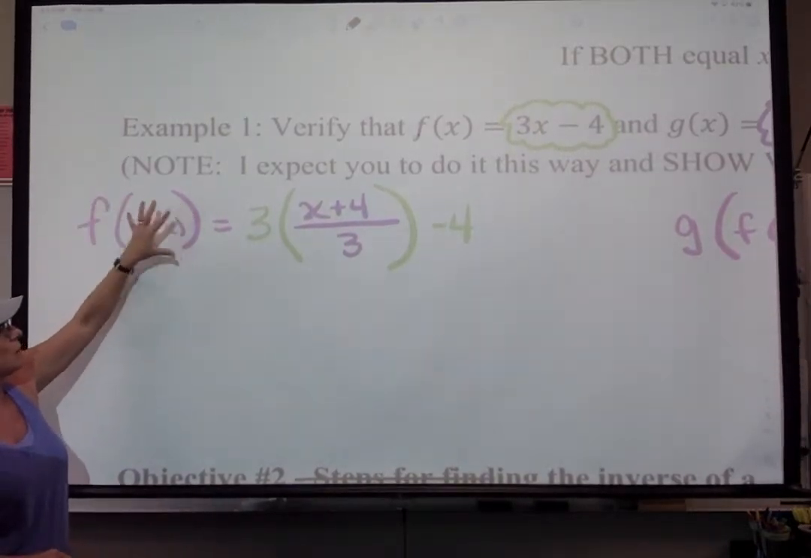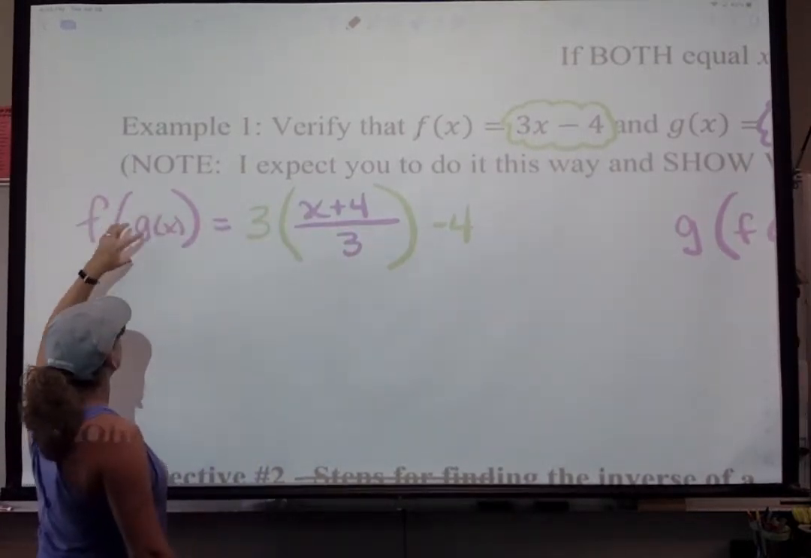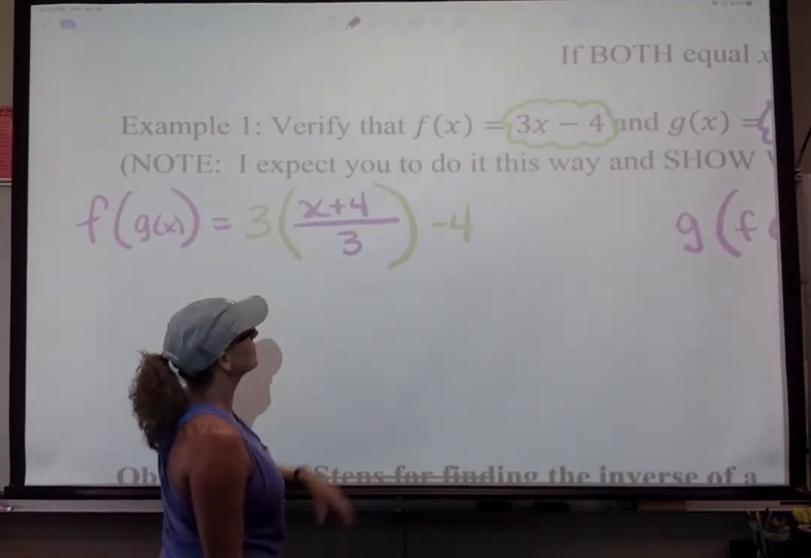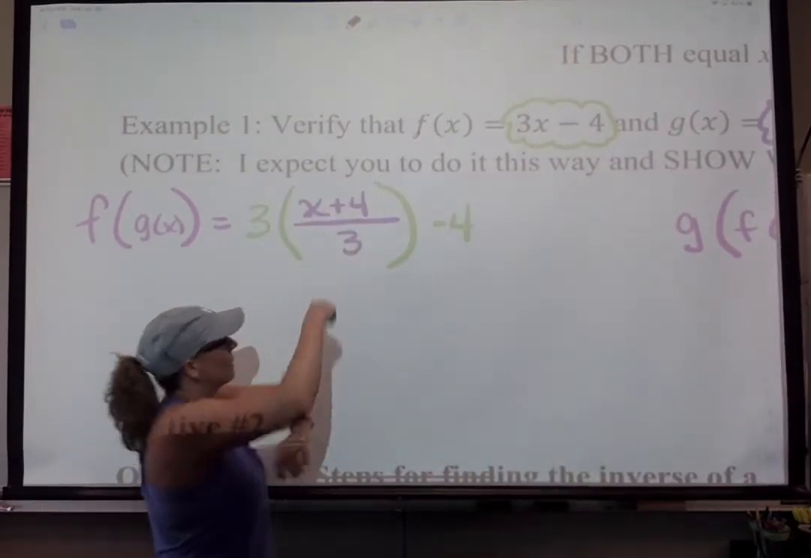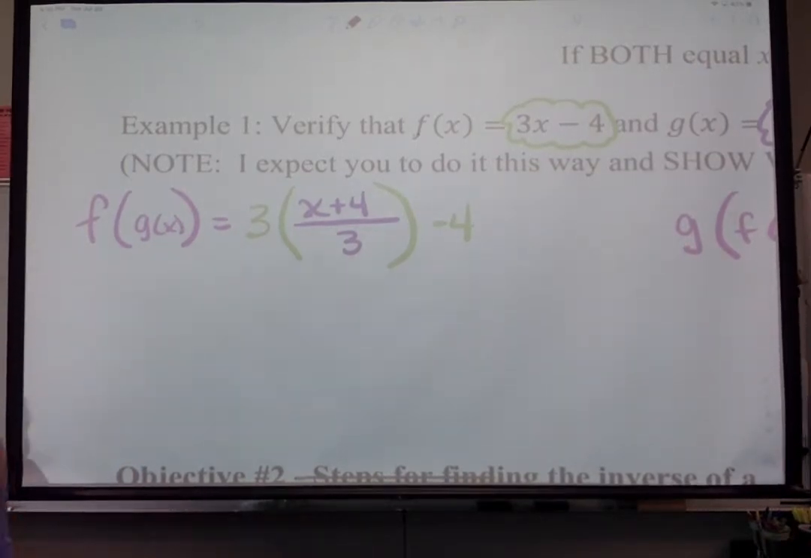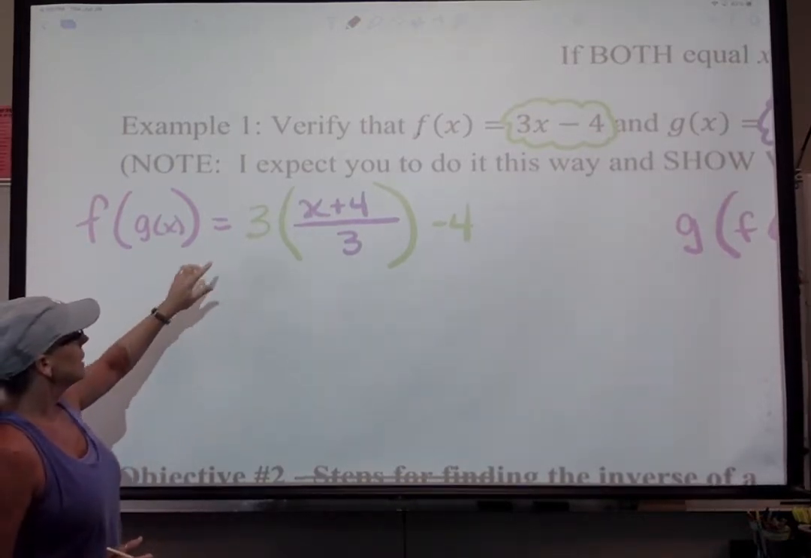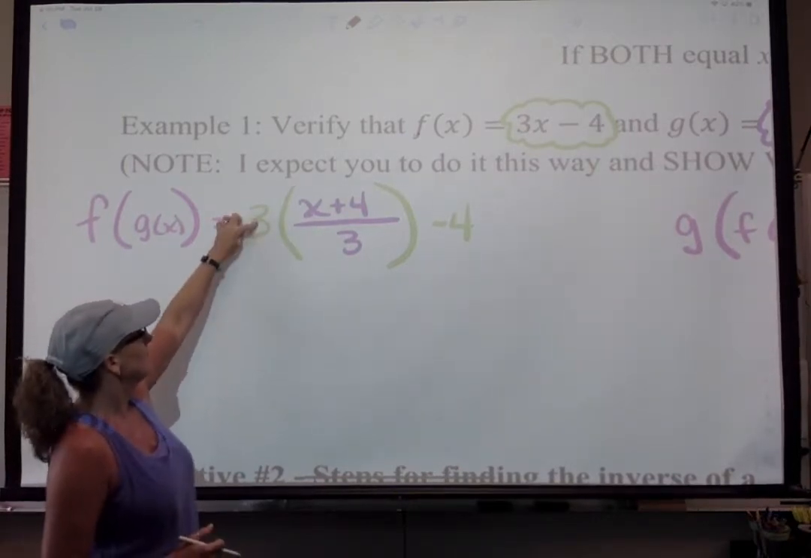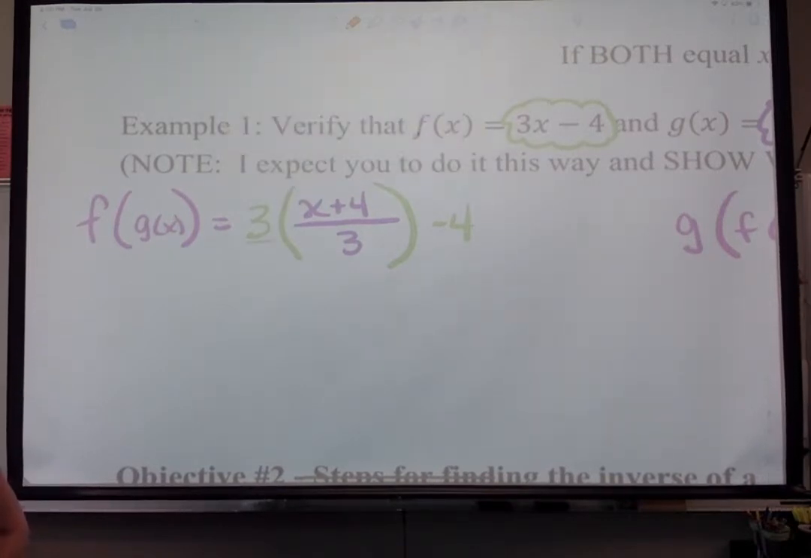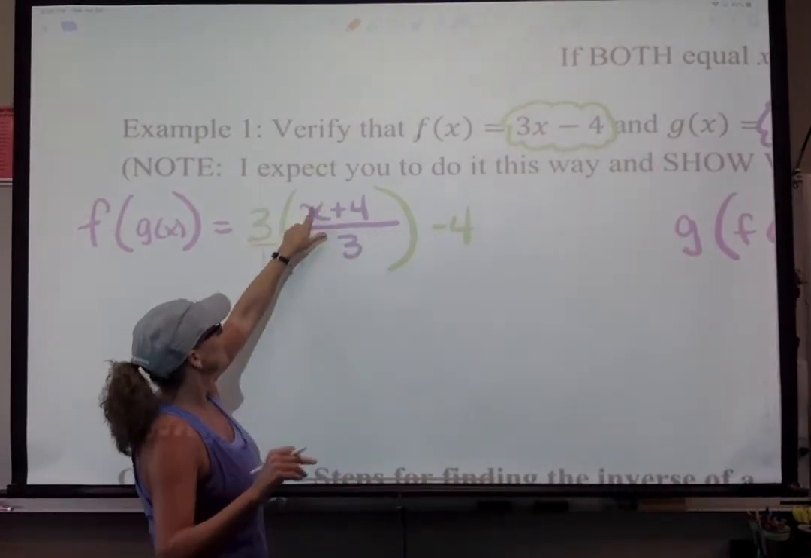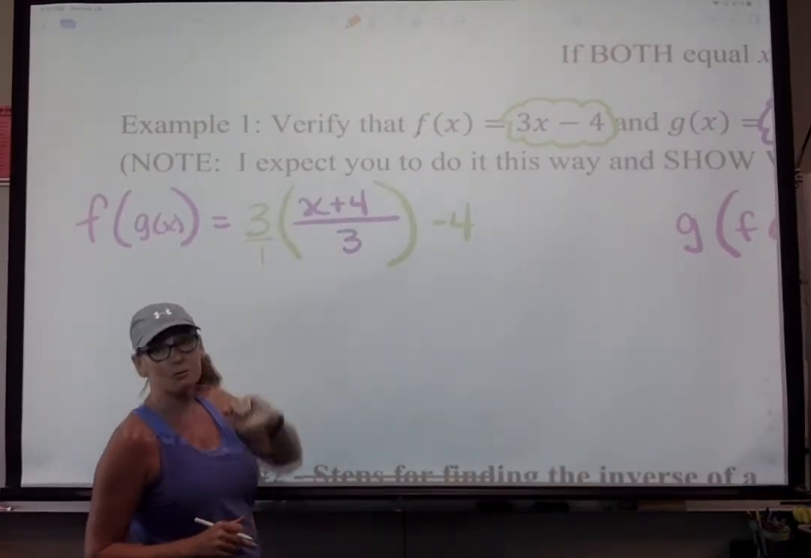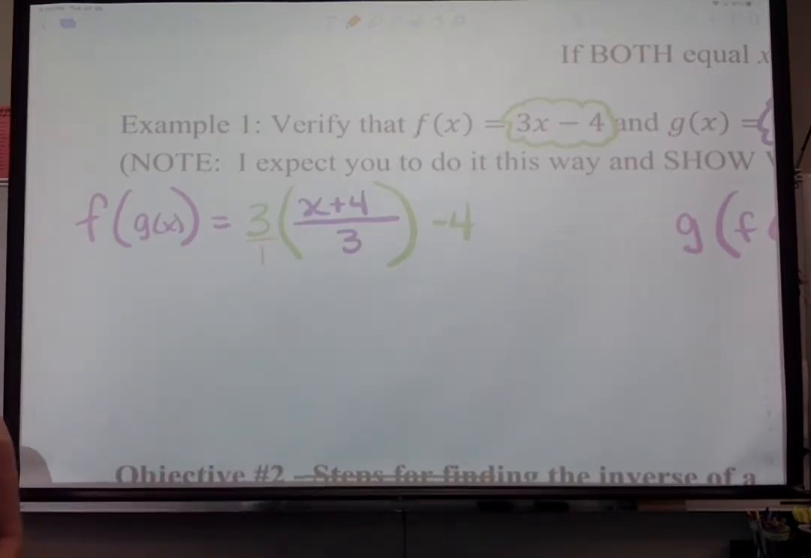Now, notice I am labeling my work. I'm not just putting random math on my paper. I'm saying, this is the process that I'm doing, and here is what it looks like. So I've got my green function. It used to say 3x minus 4, and I've taken the purple cloud and embedded it into f. Now you need to start simplifying. You're probably going to take 3 over 1 and do this multiplication before you do this subtraction. But before you even distribute that out, don't you think you can cancel out your 3s? You certainly can. You can reduce, cancel out your 3s, and here's what's left.